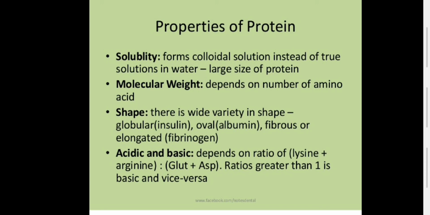Next, the shape. There is a wide variety in shape: globular, as in insulin; oval, as in albumin; and fibrous or elongated. Next, we have acidic and basic. This depends on the ratio of lysine plus arginine to glutamic acid plus aspartic acid. Ratios greater than 1 are basic and vice versa. So, acidity and basicity, we have already discussed in your general chemistry.